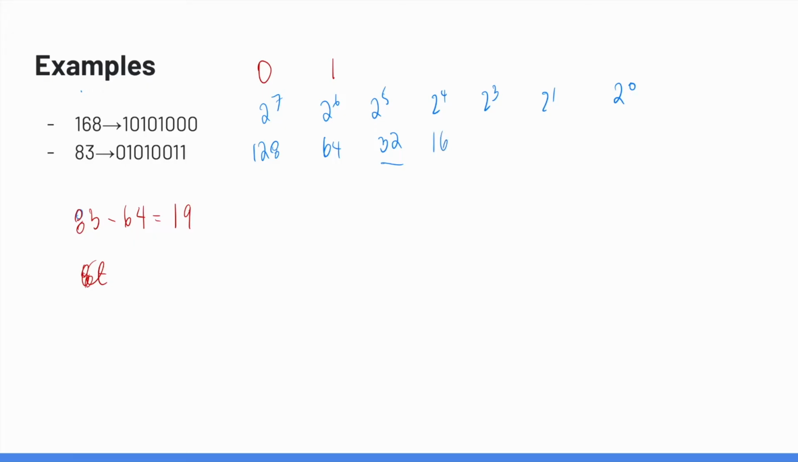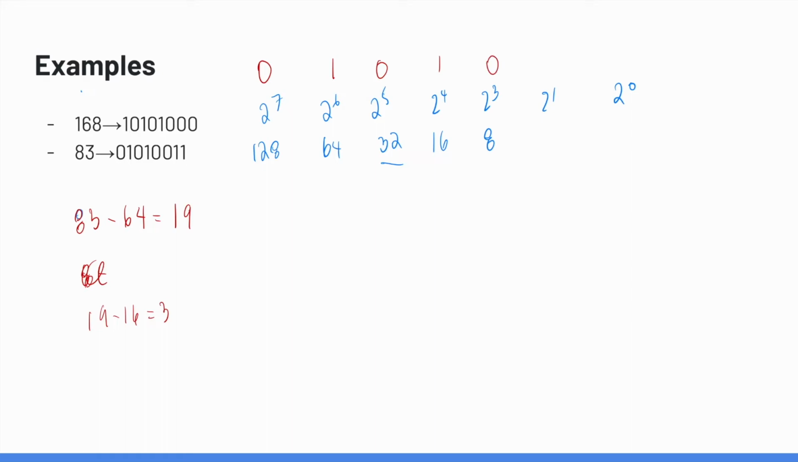Next, you've got 16, which is actually the right size to fit into 19. So we can go ahead and put a 1 here. We can do 19 minus 16, which equals 3. Now we just need to account for 3, right? We can put a 0 right there. So next we have 8 to the power of 3, and that's too big to fit into 3. So we'll put a 0 right there.